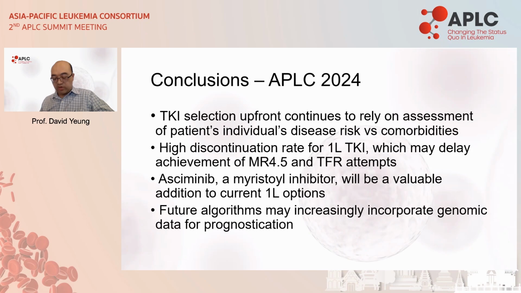Asciminib, which is a myristoyl pocket inhibitor, seems to be very promising in the frontline setting. And I'm just talking on the scientific merits alone because I know that the financial incentives are probably very difficult to navigate at the moment. And future algorithms, I think, will increasingly incorporate genomic data, and we're trying to demonstrate that prospectively in a clinical trial. So thank you very much for your attention. I will leave it there.